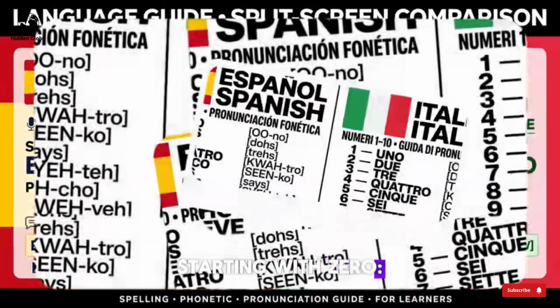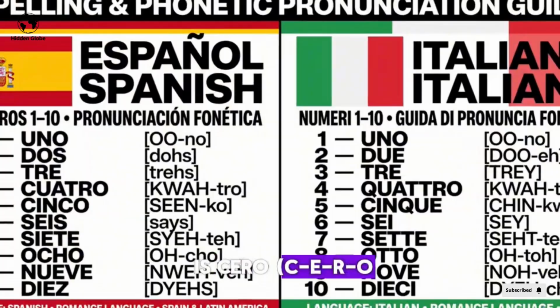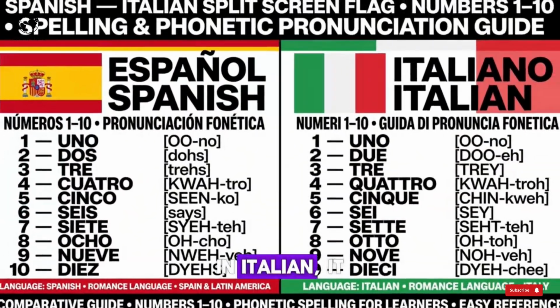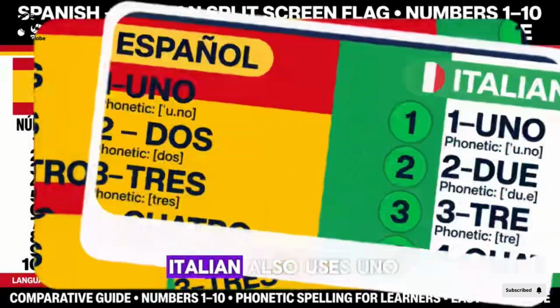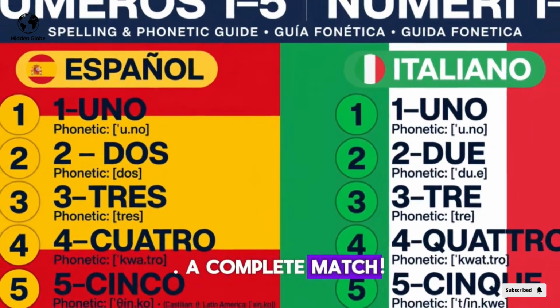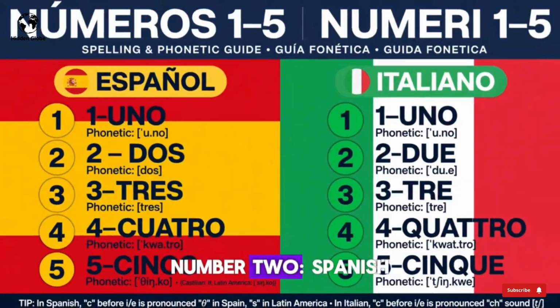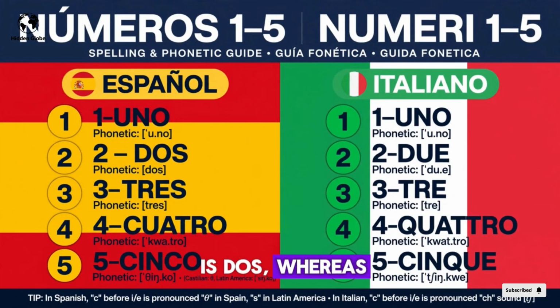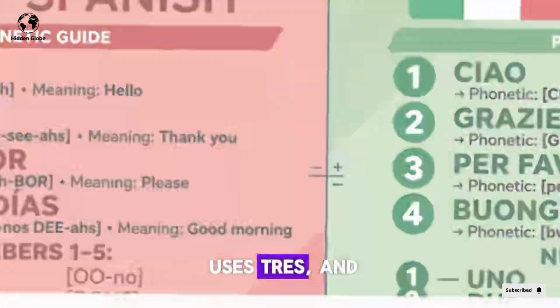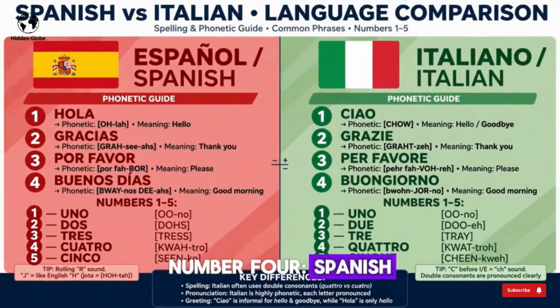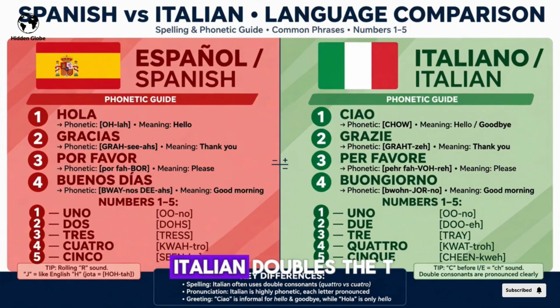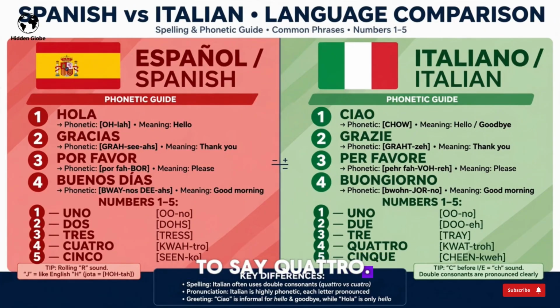Starting with 0, in Spanish, it is cero. In Italian, it is zero. Number 1, Spanish uses uno, while Italian also uses uno. A complete match. Number 2, Spanish is dos, whereas Italian shifts to due. Number 3, Spanish uses tres, and Italian uses tre. Number 4, Spanish says cuatro, while Italian doubles the T to say quattro.